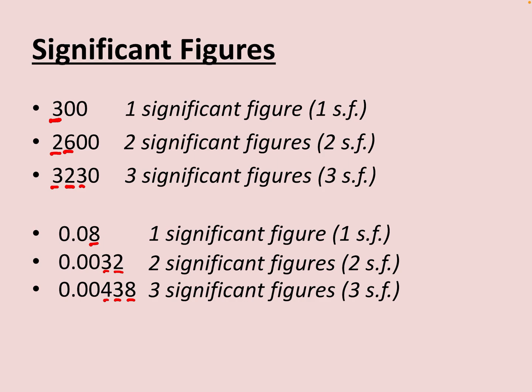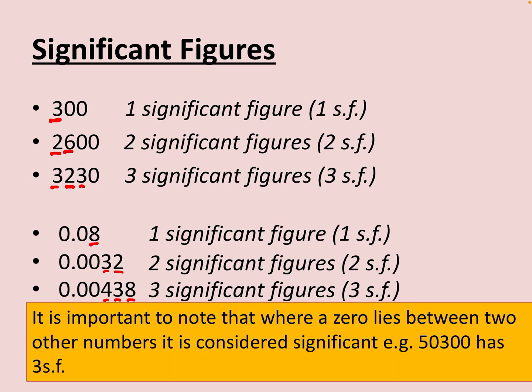The only thing that we do need to bear in mind is that if a zero lies between two numbers, then it is considered significant. So, for example, here, if I had 50,300, this zero is counted as significant. So this number has three sig figs, or SF in this case. Okay, so just bear that in mind as we move forward.